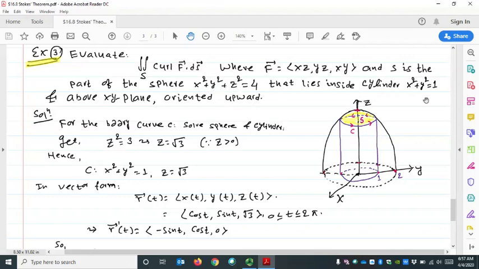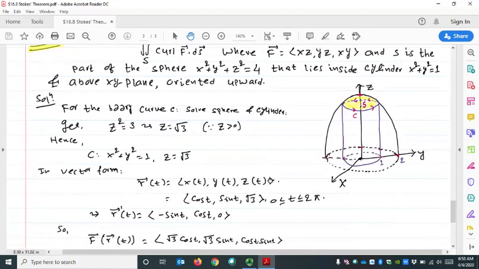Let's put x squared plus y squared equals 1 into the equation of the sphere. So this gives us 1 plus z squared equals 4. Subtract 1 from both sides, so z squared equals 3. Then z equals radical 3. Hence our space curve C is x squared plus y squared equals 1 at height z equals radical 3. So it is a circle at height radical 3.